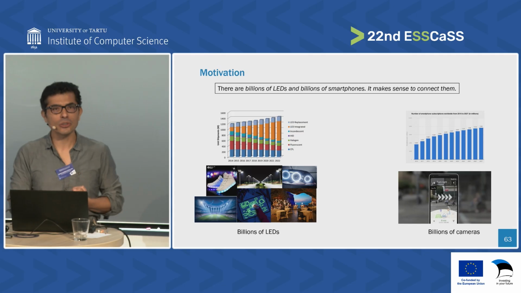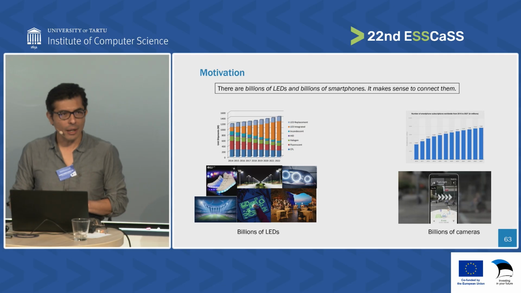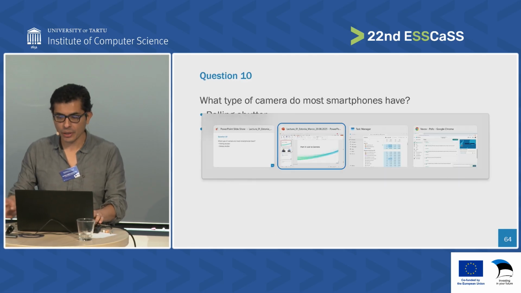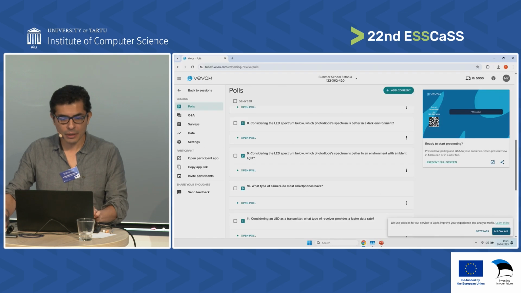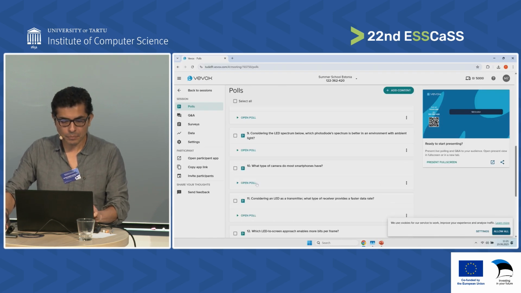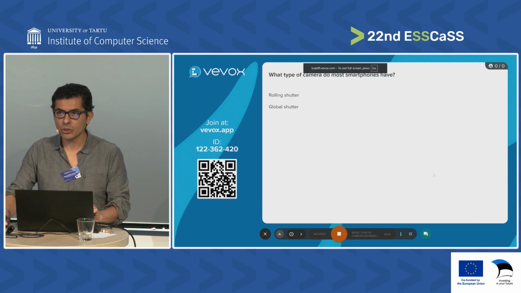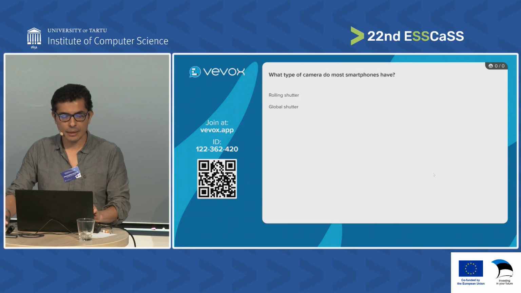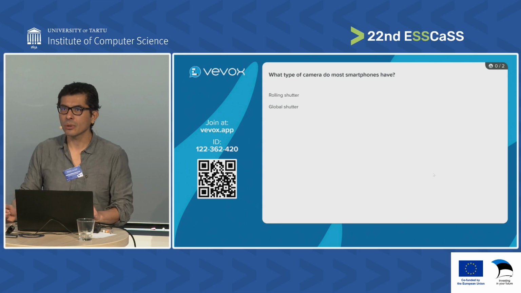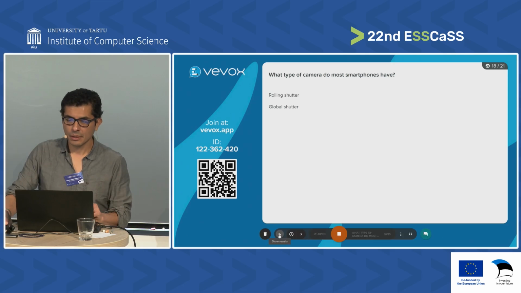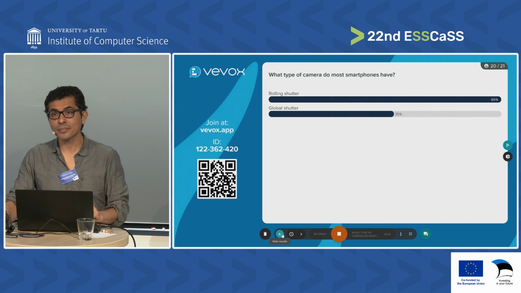So we have these billions of LEDs, now we have these billions of cameras, and we want to connect them. As we did on Monday, let me just do a quick question here. We started a little bit late, but let's see if we can try to make things fit. Open poll, full screen. So please just go to vbox.app or to that QR code with that number, and I would like to know if you know what type of camera you have in your smartphone. So all of you have smartphones, all of you take pictures, videos, but I'm not sure if you know what type of camera you have in there. Okay, rolling shutter. That's the right answer.